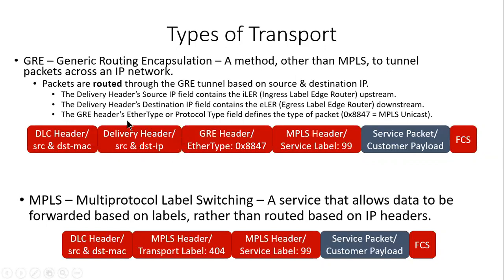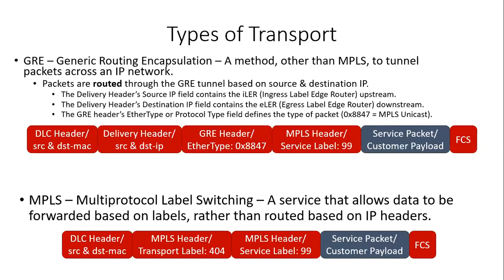So based on the information in our delivery header, that's how we get from the ingress label edge router to our egress label edge router. The delivery header source IP field contains the ingress LER, and its destination IP field contains the egress LER. And the protocol's ether type or protocol type field defines the type of packet. In our case, hex value 0x8847 translates to this being an MPLS unicast packet.